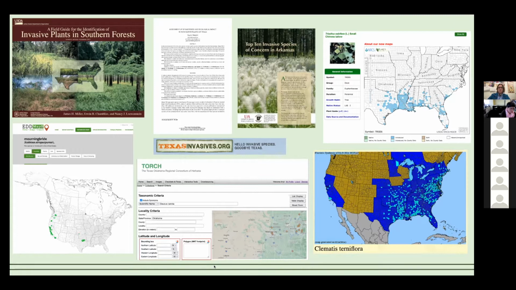I also searched records from herbaria, including around the world, utilizing the Texas-Oklahoma Regional Consortium of Herbaria data portal, that's a mouthful. And I also consulted lists from the Oklahoma Department of Agriculture, Food and Forestry, an older list of potentially problematic species compiled by the Nature Conservancy and the Native Plant Society.